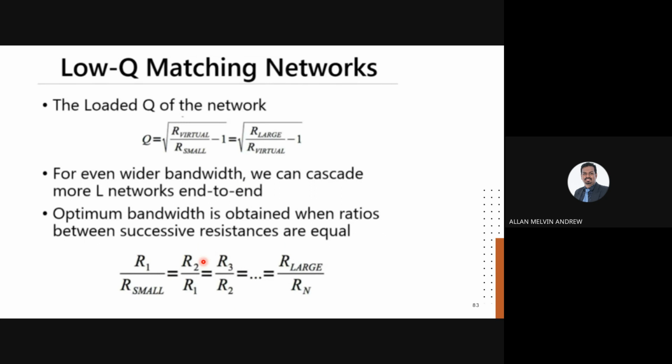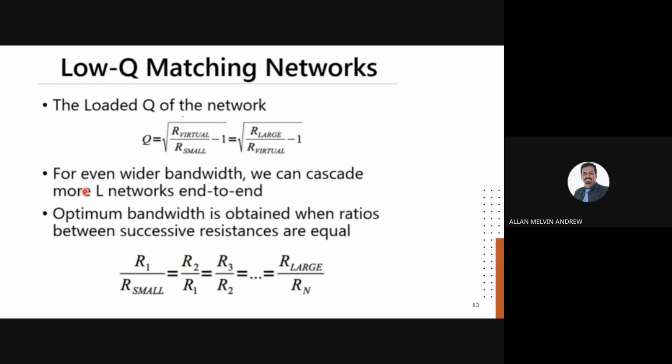Okay, so low quality matching network. The loaded quality of the network we can calculate using this formula: R virtual divided by R small minus 1, or we can use R large over R virtual. It depends on which network you want to calculate. If you want to calculate for the load, the load usually will be higher. So you take the large value, divide by the virtual value minus 1, then you can calculate the value of Q.